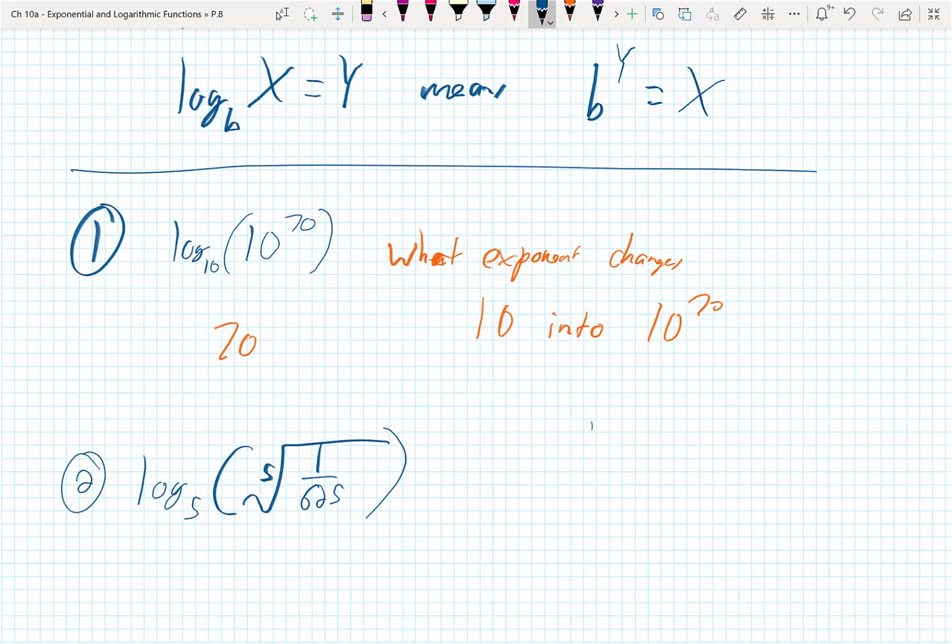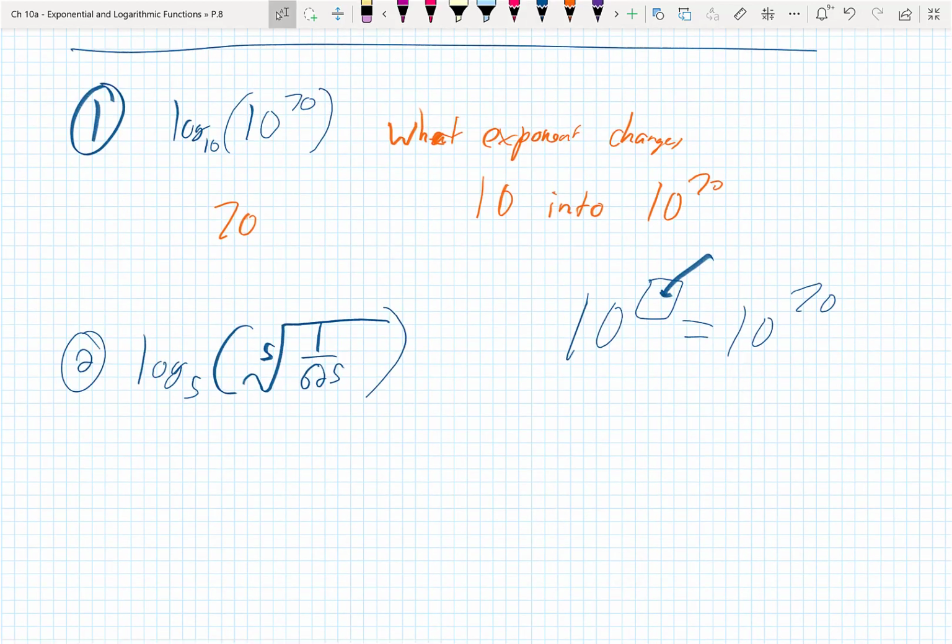Because if I took 10 to the 7th power, that would not be the same as 10 to the 70th power. I need to figure out 10 to what power is equal to 10 to the 70th. 10 raised to what power equals 10 to the 70th? What would have to go in that box if they're the same thing? 70. That's what I'm asking.